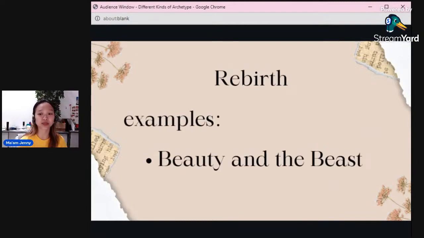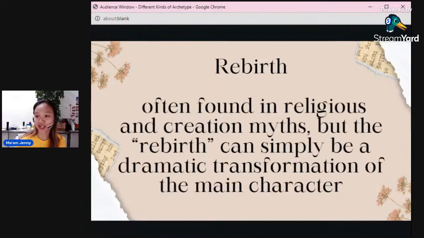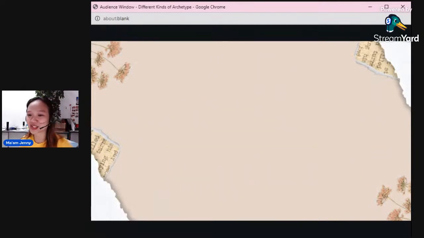It's like a rebirth kasi nung prince si Beast, when he was still a prince, he was very cruel, diba? Ayaw niya sa mahirap, ayaw niya sa pangit, and whatsoever. And then naging Beast siya, and then that's when he fell in love and saw things in a different perspective. So, nung naging prince ulit siya, he was this loving and kind, diba, nabago yung character niya. So, that's an example of a rebirth archetype, okay? A dramatic transformation of the main character.